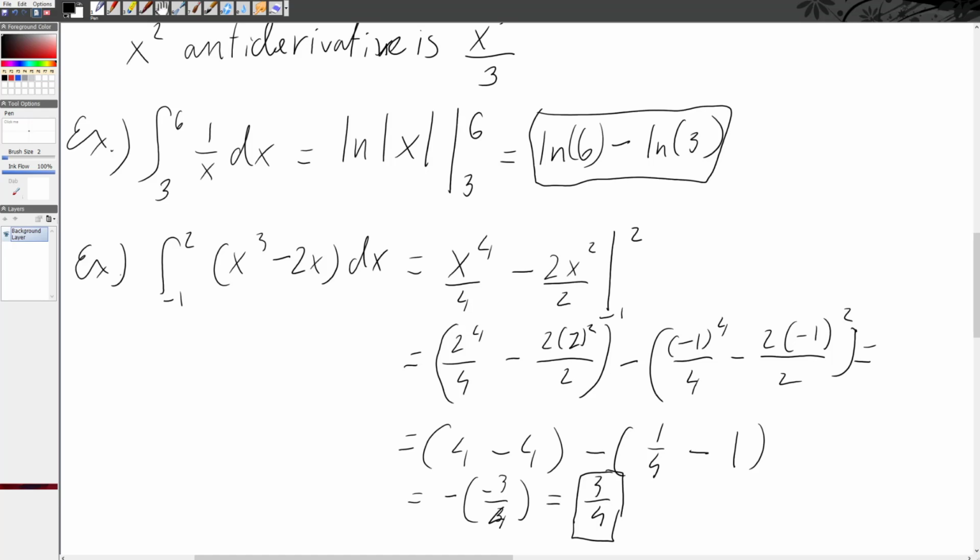Remember, when you are evaluating these things, you are plugging the number into the entire function and then subtracting the function. So we plug everything into this function, we plug the 2 into the function, and then we subtract what happened when we plug in the -1 into the function.